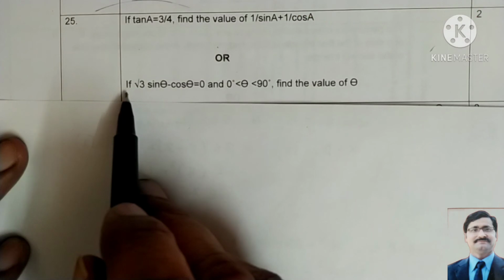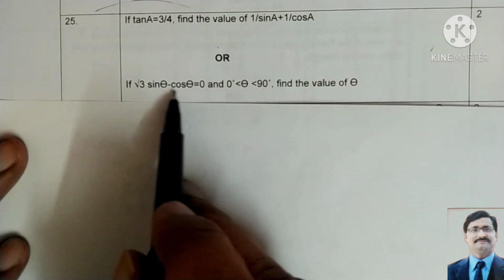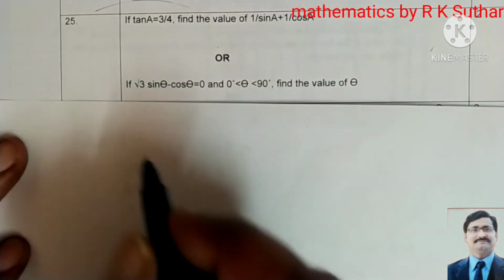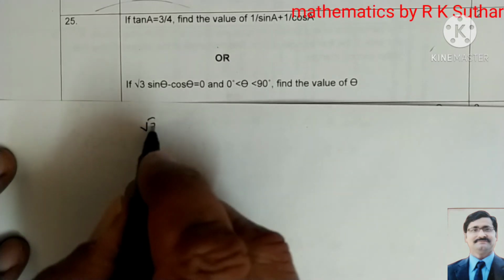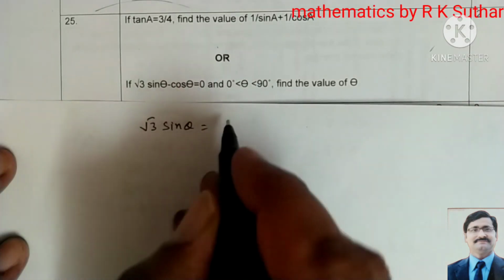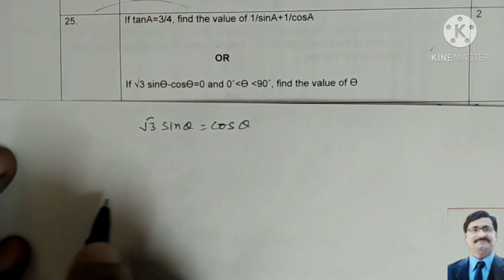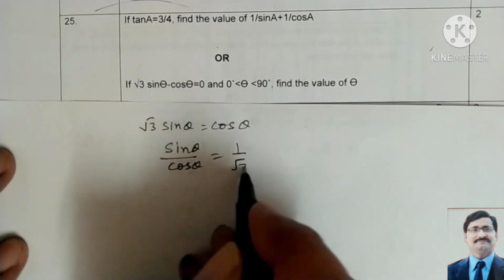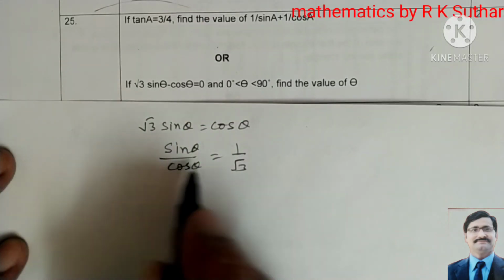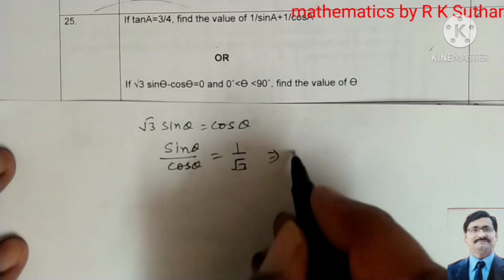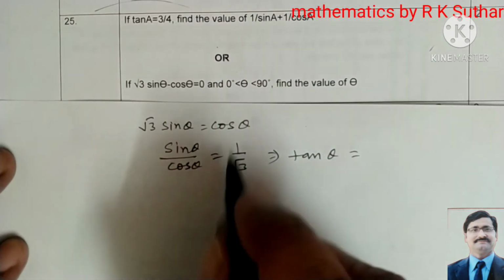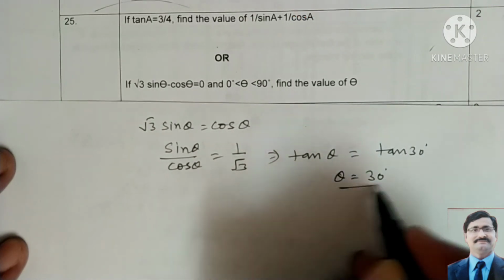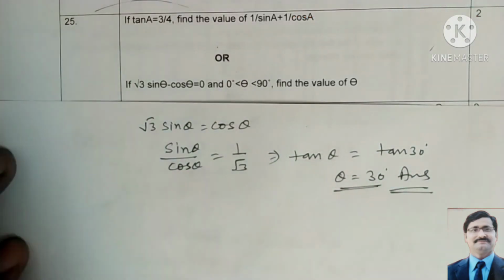Otherwise, one option question is: if root 3 sin theta minus cos theta equals 0 and theta is greater than 0 and less than 90, find the value of theta. Look here, this we can write as root 3 sin theta equals cos theta, after we transfer cos theta. All you understand? Now sin theta upon cos theta we can write as 1 upon root 3. Root 3 we transfer, cos theta we transfer. Okay, and this is equal to tan theta. Tan theta equal to 1 upon root 3 means tan 30 degree. Okay, so theta equals 30 degree. This is our answer. All of you understand this?